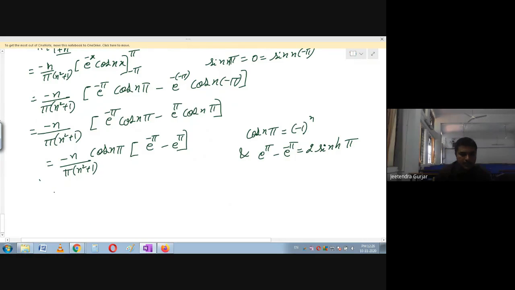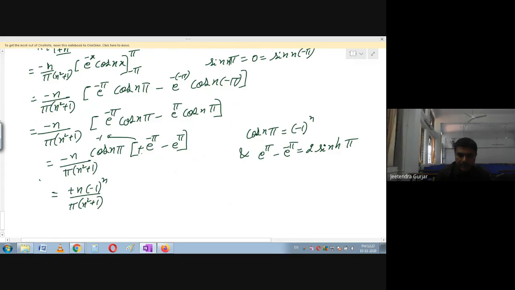So this is equal to, now you can see this e raised to minus pi minus e raised to pi, this is plus and this is minus. So I will take minus outside from this bracket. Minus 1 I will take outside and multiply here. Minus n into minus 1 will become plus n. Please remember this. And cos n pi is minus 1 raised to n, pi as it is, n square plus 1 as it is.